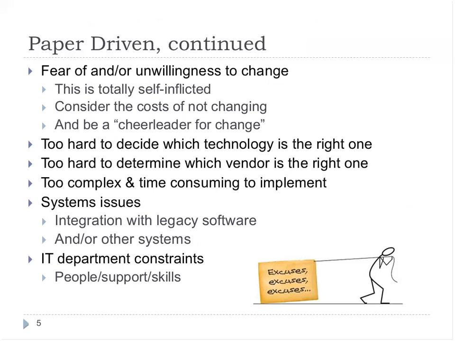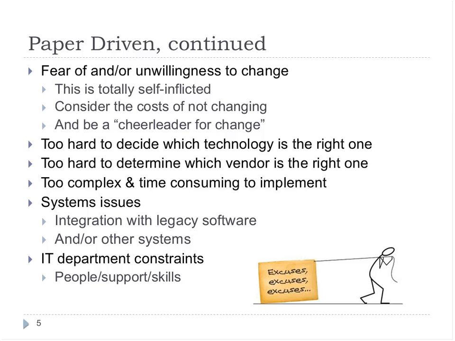Part of the problem I think we have, in addition to being wary of change, is that it's hard, right? It's hard to figure out what technology do I want to implement. And once I've decided on that technology, which vendor is the right one? And then you start thinking about implementing the project, right? It can be very complicated, and we need IT help. We need all kinds of things to get it done, and it can just seem overwhelming at times.